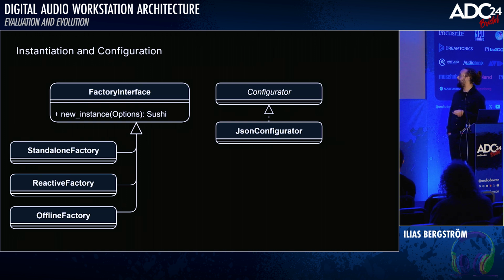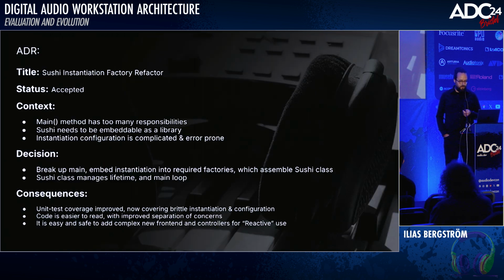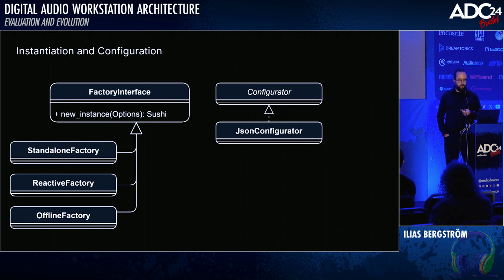Well, this is not exactly the pattern itself, but our use of it. You have the factory interface, and then we had three different factories. One was for the original standalone use, where Sushi was the standalone application. Reactive is the factory you want to use when you are embedding Sushi into a plugin or another application. And offline is for when Sushi is running in a test harness and is receiving audio from a file and writing to a file, in integration testing, for example. And the configuration file, you can pass it from JSON or you can get it from somewhere else and use an explicit configurator to actually configure the instance.